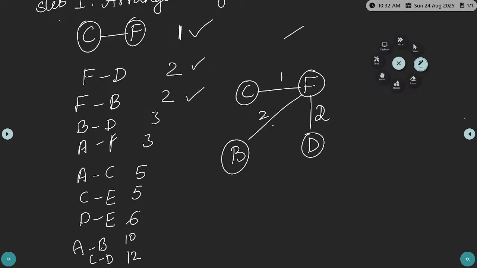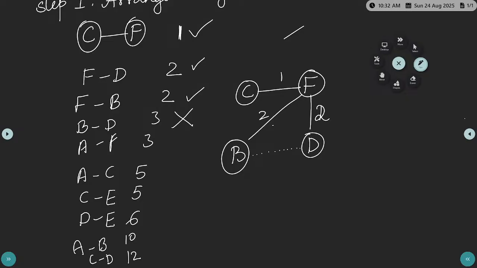This is added. Done? Next one, B to D, if I add this one, what will happen? It will close. So what you are doing? This should not be added. Okay? You are adding it, you are removing it. Discard it because it is forming a cycle. Clear? Next, go to the next one.